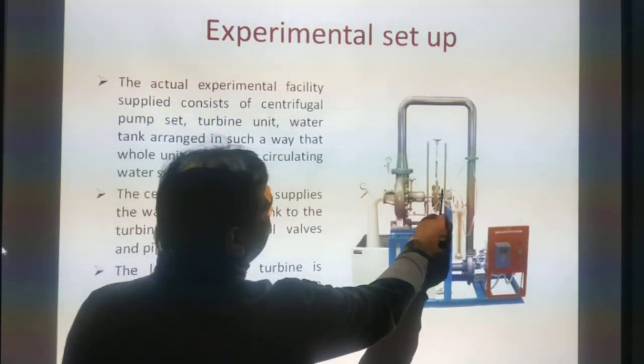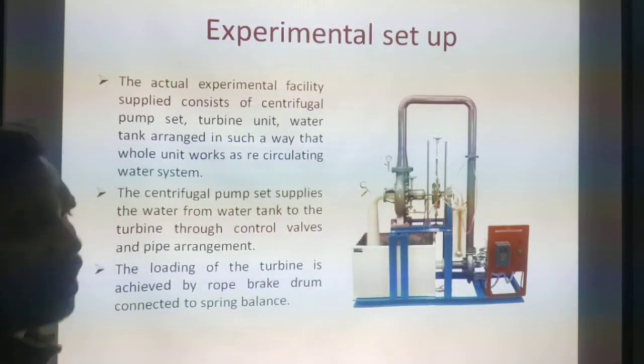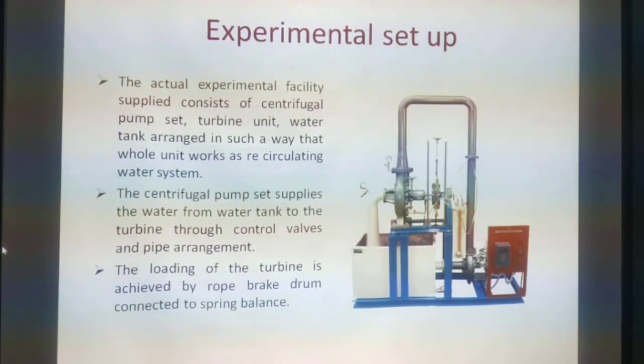And there are pressure gauge arrangements over here to find different readings to calculate the efficiency. The loading of the Francis turbine is achieved by a rope brake dynamometer, a rope brake drum connected to a spring balance.